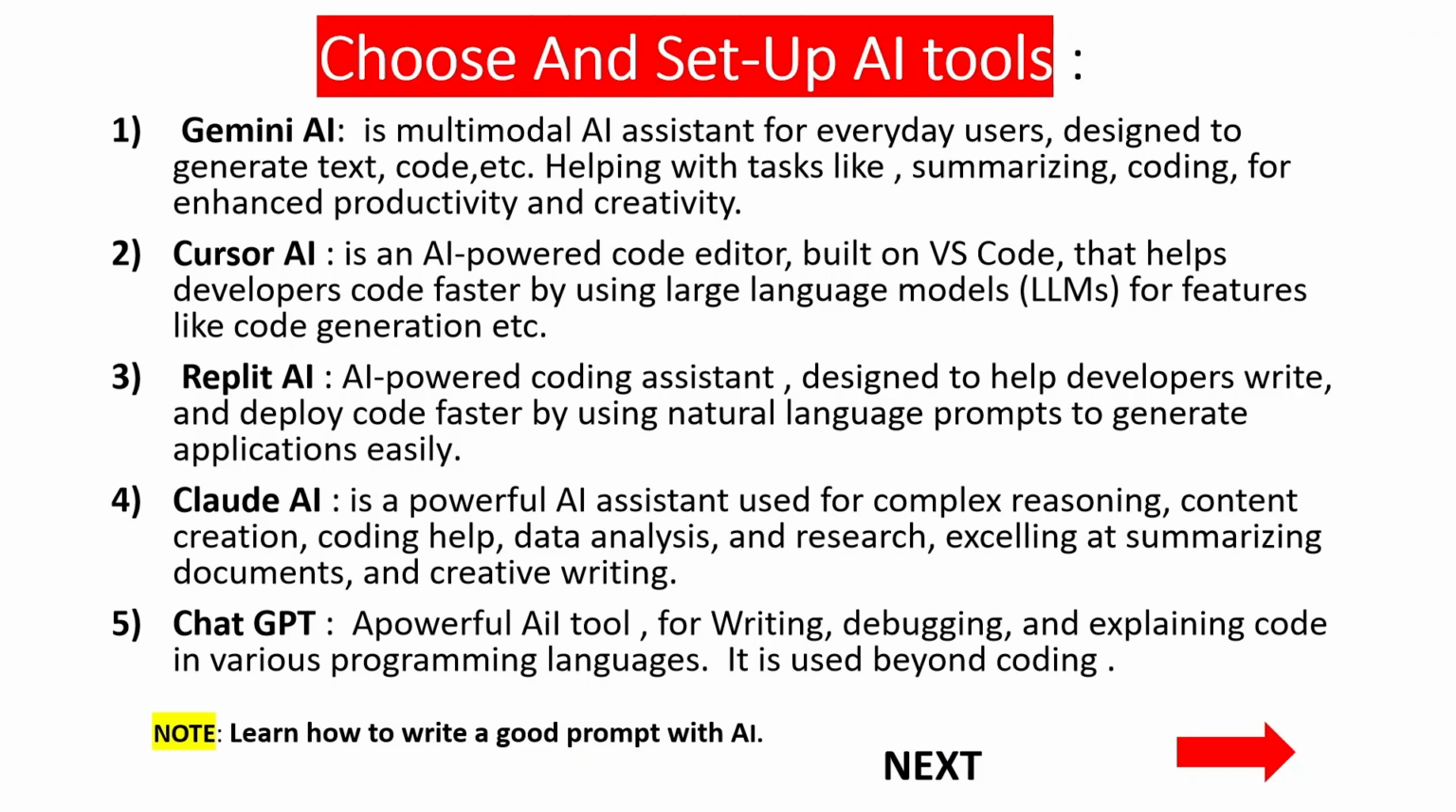The next one is Replit AI. Replit AI is an AI-powered coding assistant designed to help developers write, deploy, and even debug huge amounts of code at once. It's a fast AI tool that uses natural language prompts to generate applications easily. It does a lot, so it's a good AI tool you need to put on your list.